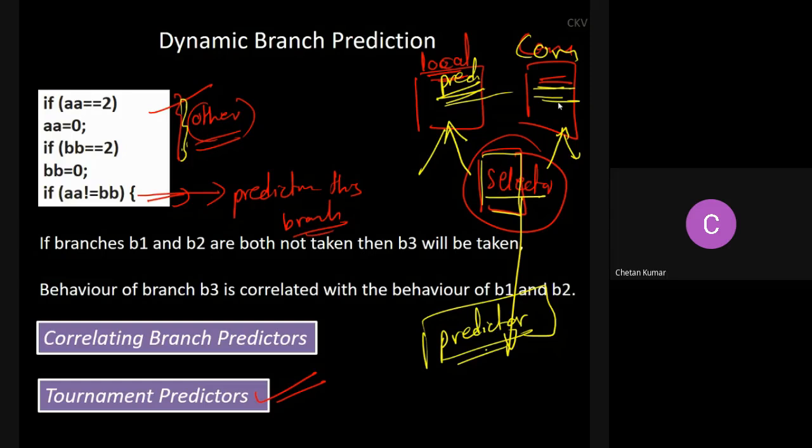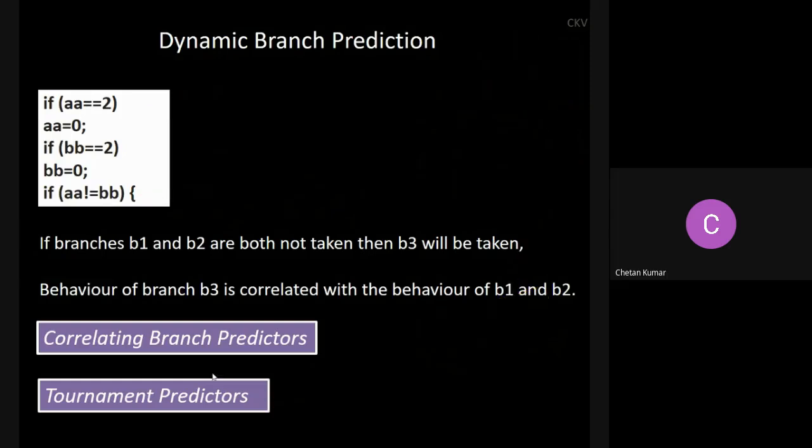Okay, so don't worry about that. It is a little more complex than the predictors that I explained, but you only need to understand that much more advanced prediction schemes are available. The branch prediction scheme is a very powerful technique, and a lot of research has happened in this.